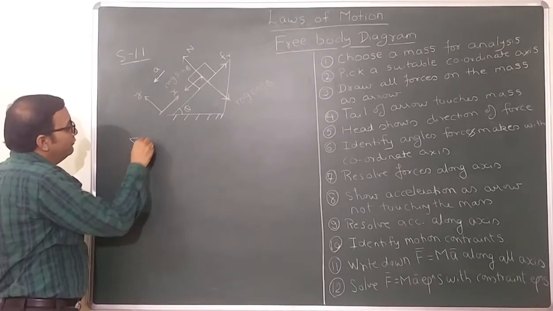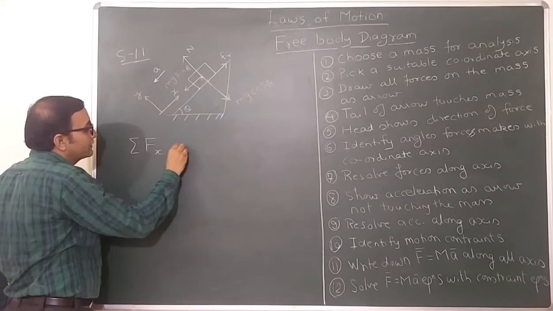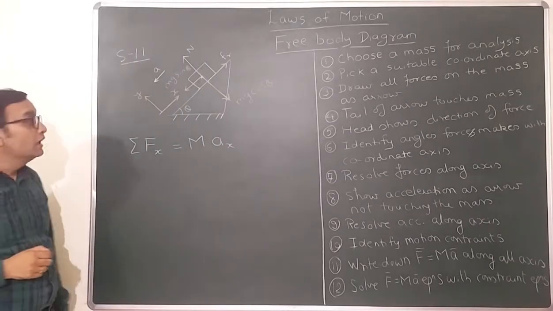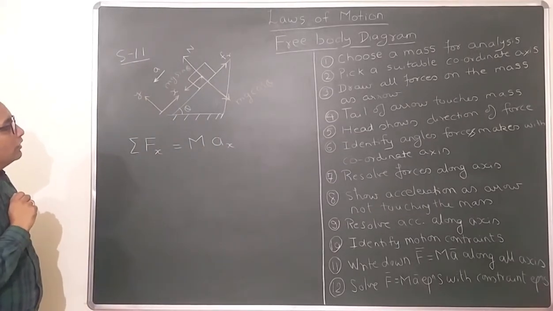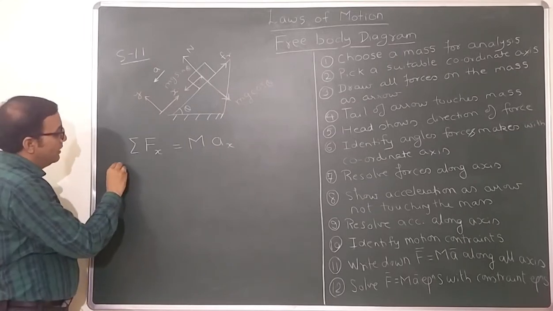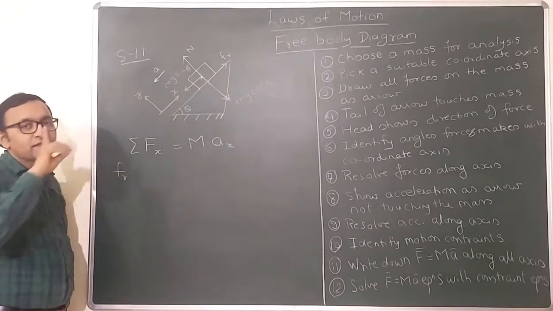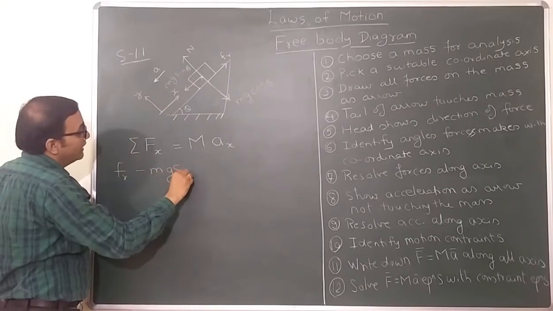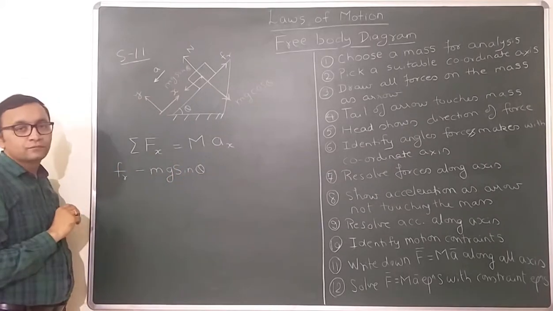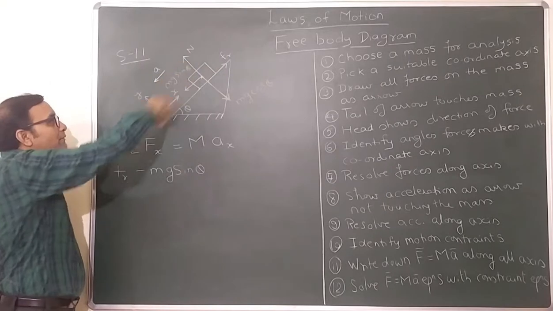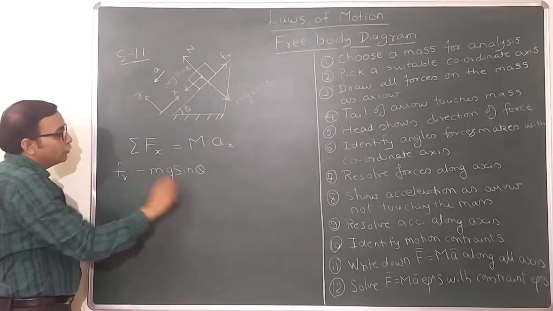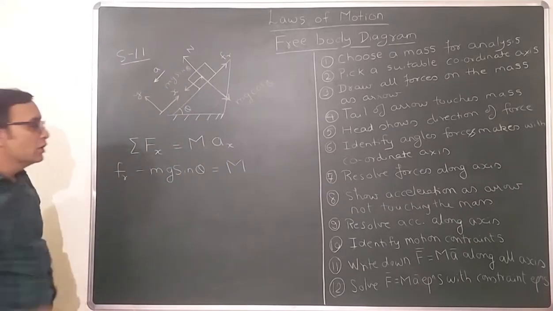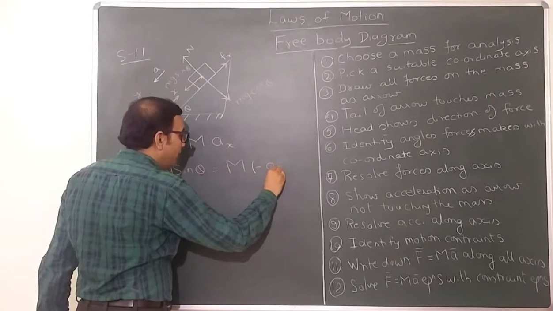I have to first write down the sum of all forces along the x-axis is mass times acceleration along the x-axis. So along the x-axis, what are all the forces? I'll take the positive x-axis as positive. So friction minus mg sin theta is the total force along the x-axis. Fr is in the positive x-axis, mg sin theta is in the negative x-axis. This is the total force. This must be equal to mass times acceleration.